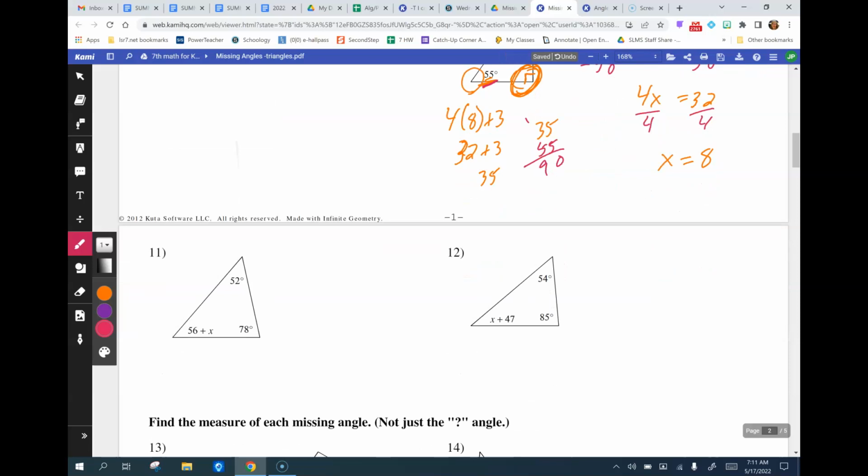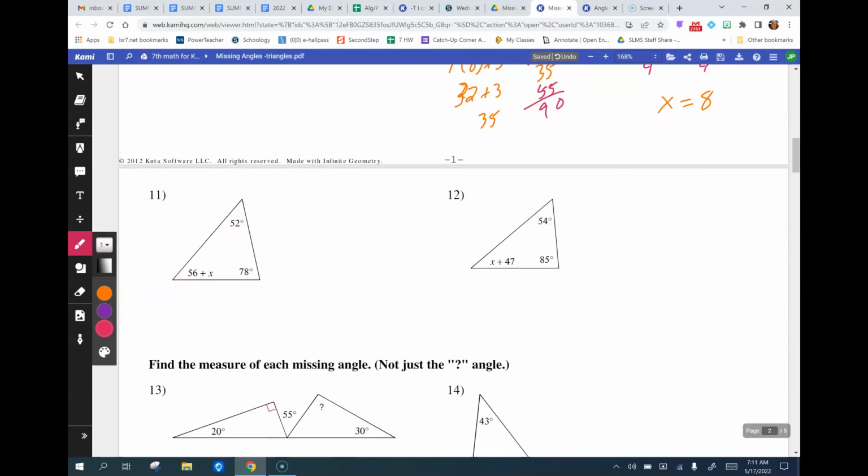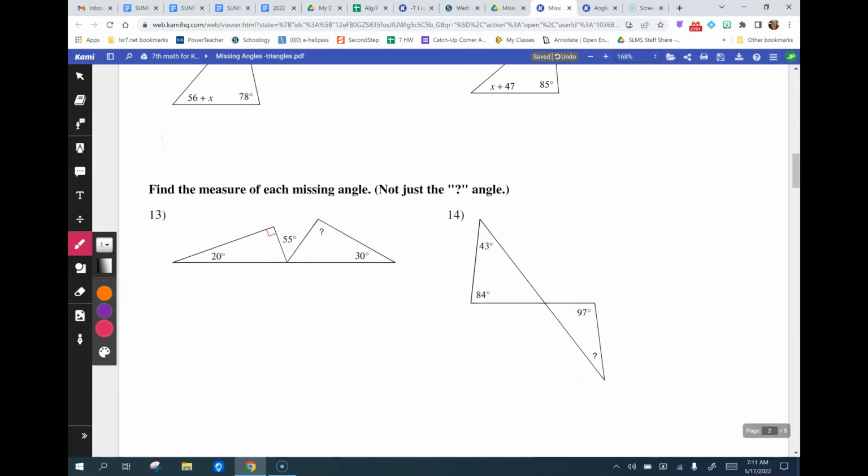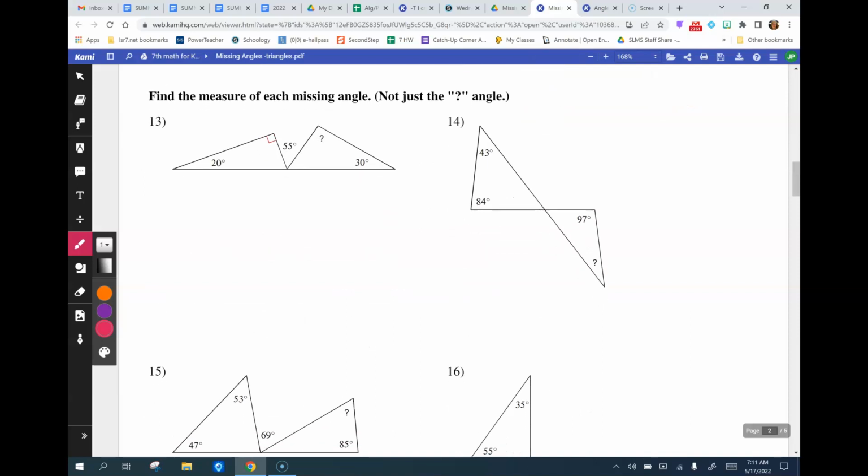Good. Okay, let's look at this next page. 11 and 12 of what we've been doing. Now, find the measure of each missing angle, not just the question mark. So we have to find any angle that's missing. So for instance, on number 13, we have to find this angle, and this angle, and this angle. We have to find all 3 of those.